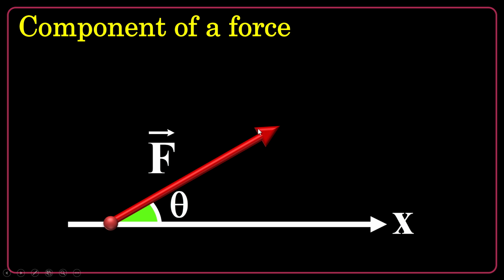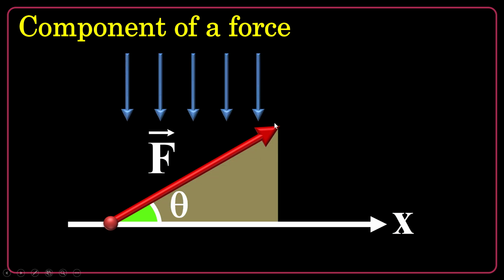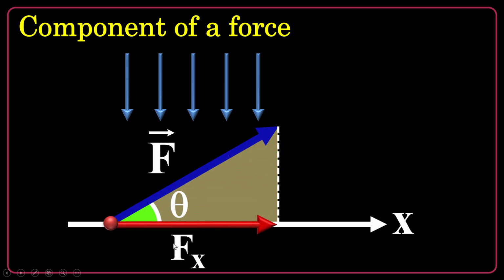Consider a force F making an angle of theta with the horizontal, and I'm going to find the component of that force on the horizontal axis. Let's shine a downward vertical light on that arrow. If it's a physical object, it will make a shadow on the horizontal axis this big. So it's going to be the component of force on the horizontal axis.